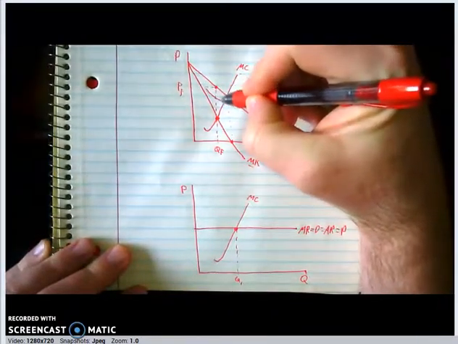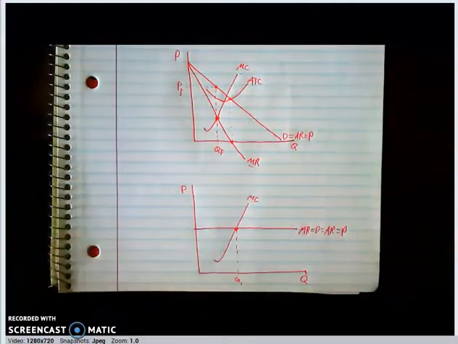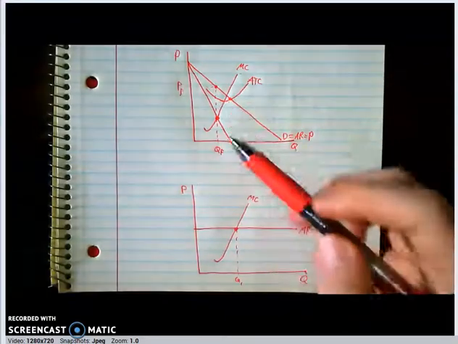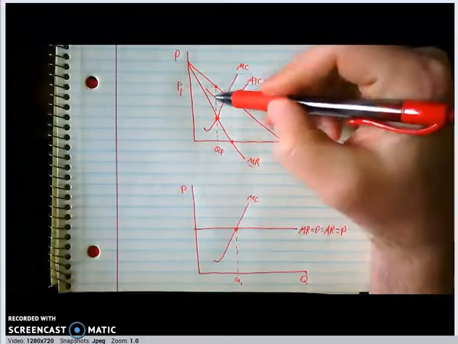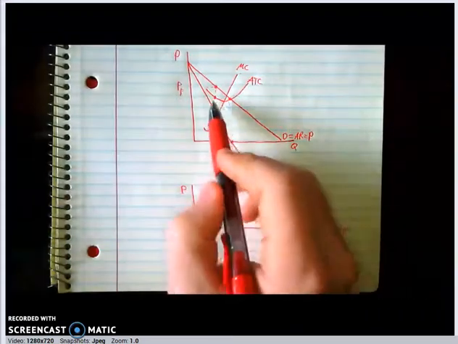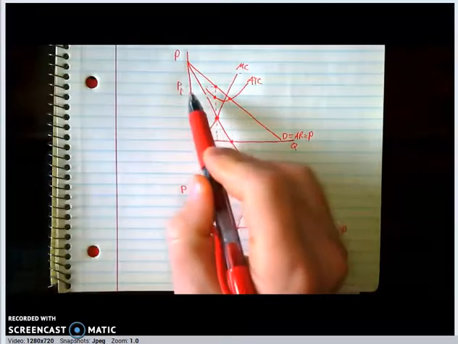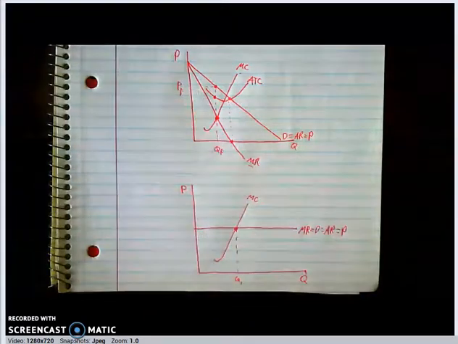So I'm going to say that they're making a profit, so what I need to make sure of is that ATC is less than demand, less than price, at quantity. Here's my ATC curve, and if I go up from quantity, I hit the ATC curve right here. That would be my ATC right there. My ATC is less than my price, so this firm is making a profit. Now, how much profit are they making?